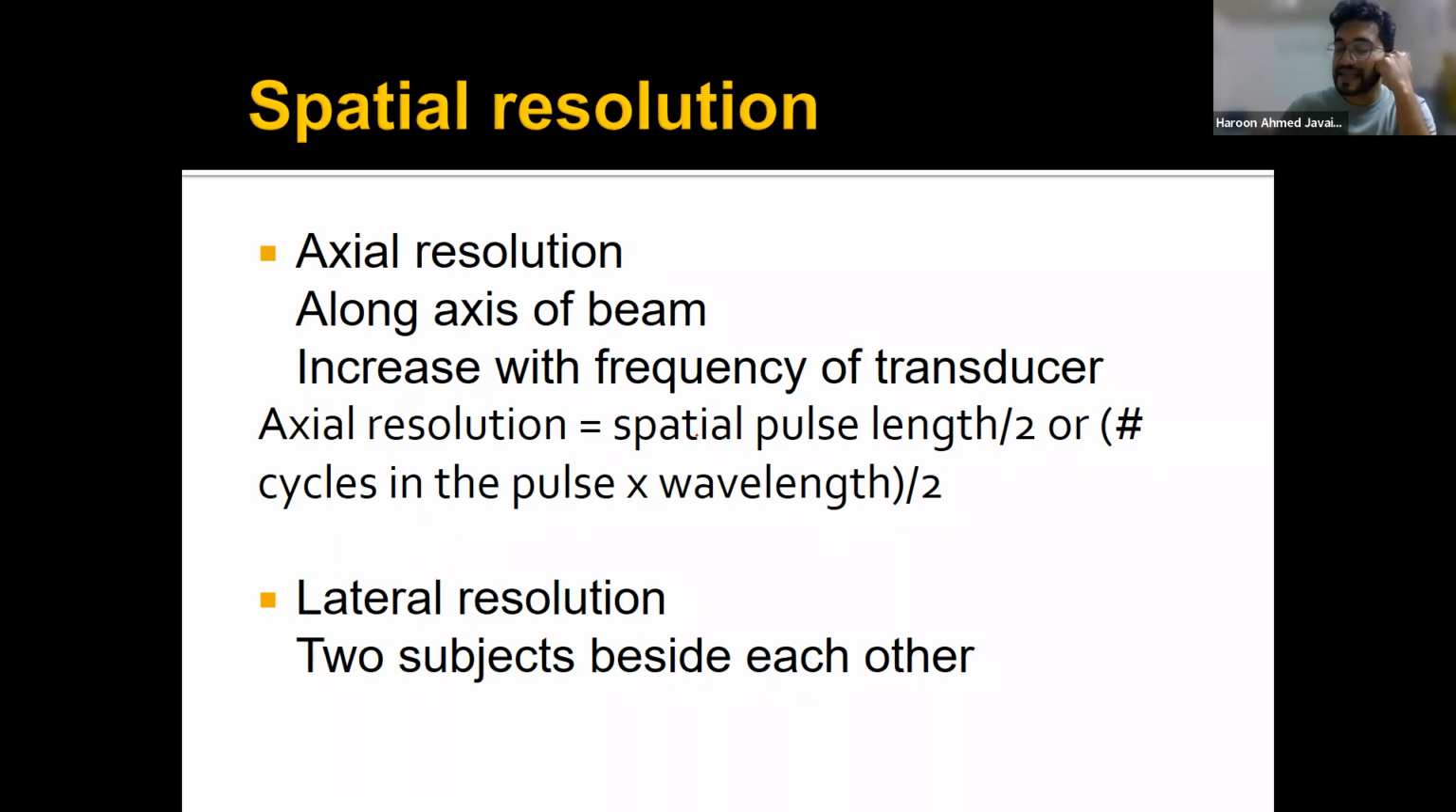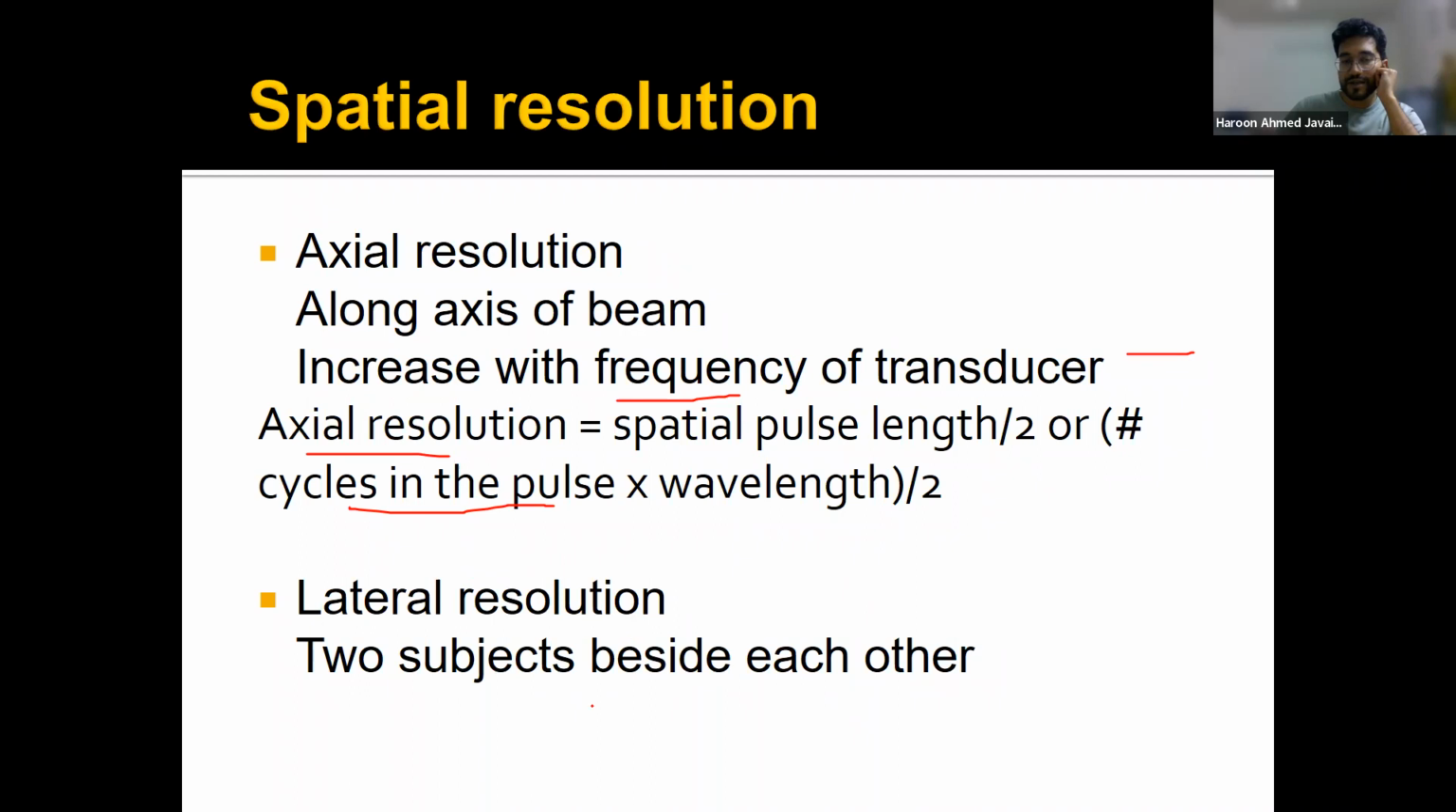Now this formula, it makes sense if you think about it. I'm just going to try to make sense of it for you guys, but just memorize it if it doesn't make sense. We said higher frequency will result in better resolution. Why? Because it will result in more energy. Now, number of cycles per pulse basically means higher frequency. So basically if you increase the frequency, you're going to increase the axial resolution. Just remember that, okay?